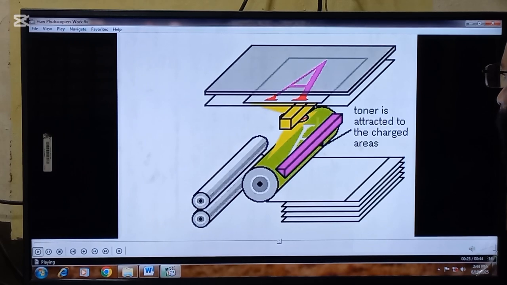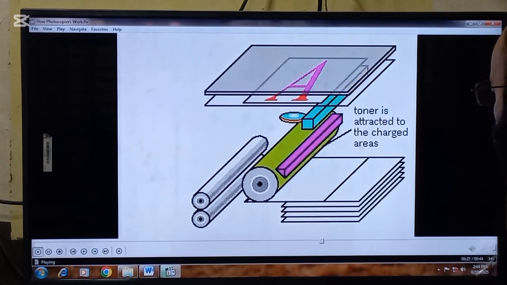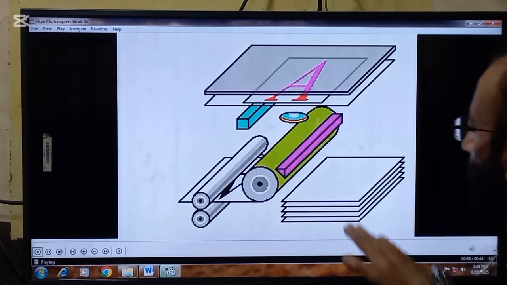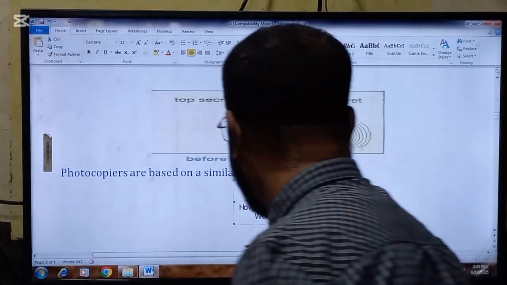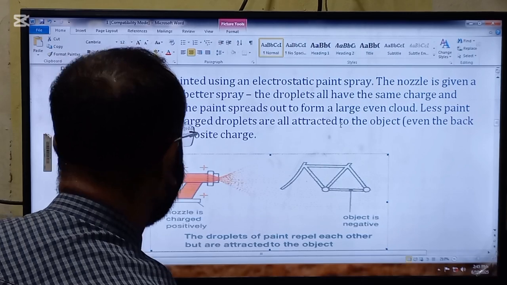As the drum rotates, the fine black particles that make up the ink, called toner, are attracted to the charged areas on the drum, the same areas that would be the print on the paper. As copy paper is rolled over the drum, a heat roller fuses the toner from the drum onto the paper. So this is the technique which is used in photocopier machines.